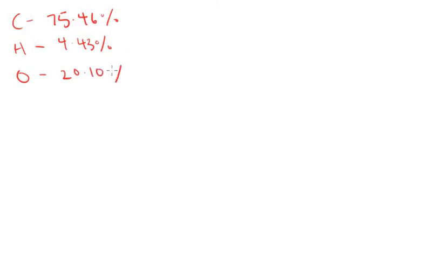So let's say you have an unknown compound where you know that it's 75.46% carbon, 4.43% hydrogen, and 20.10% oxygen. And we know that the molar mass, based on the problem, is 318.31 grams per mole. So they're trying to ask us, what is the molecular formula?